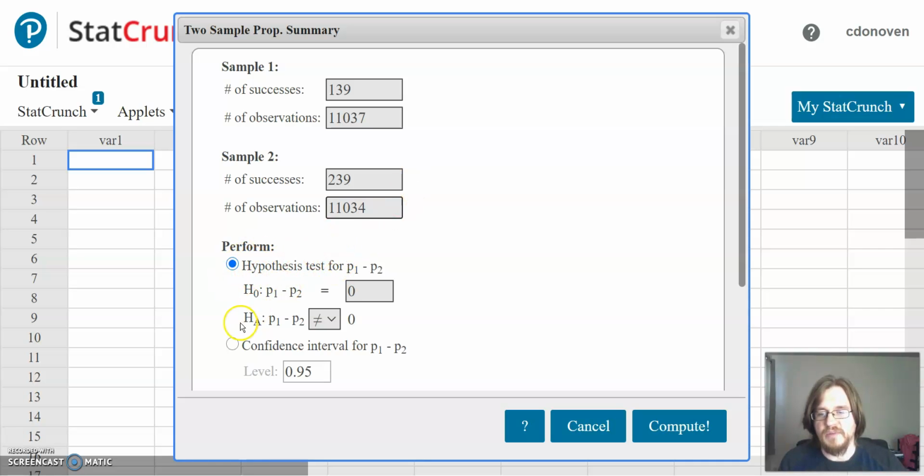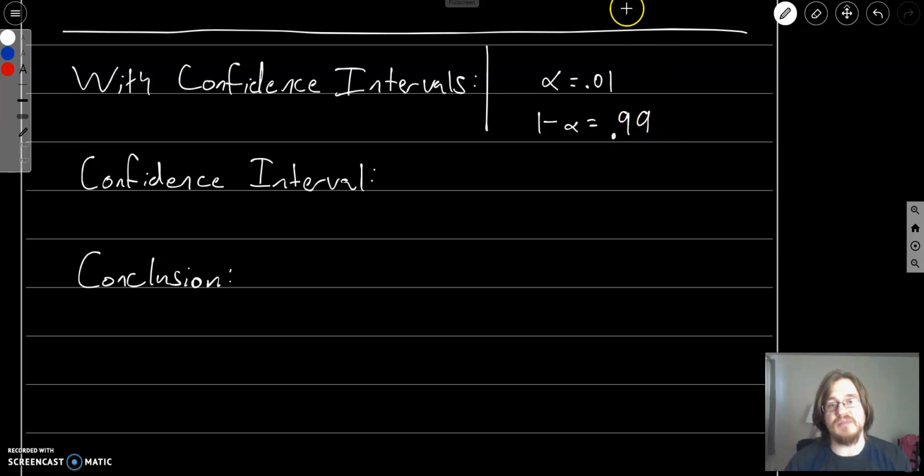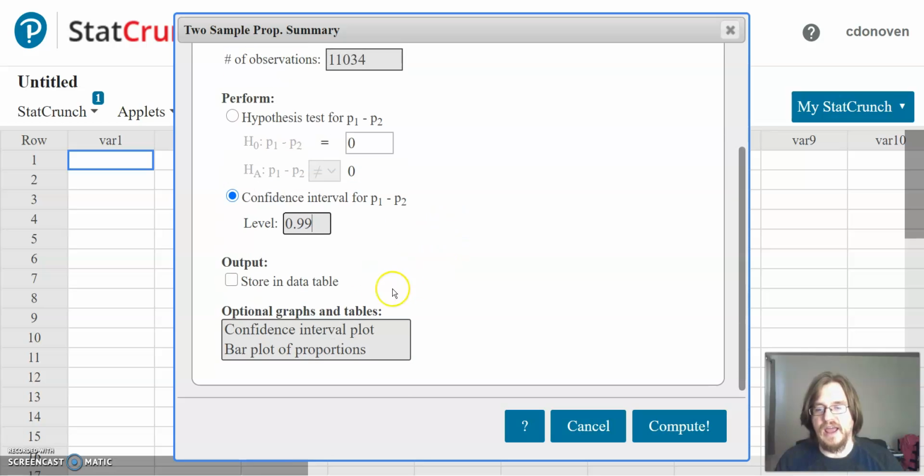We don't want to perform a hypothesis test, we want to perform a confidence interval. And the confidence level, so if we come back here, the significance level was alpha, which is 0.01. So the confidence is going to be 1 minus alpha, which is 0.99, as in we want to be 99% confident about our answer. So our confidence interval is going to be 0.99, and let's plot the confidence interval itself.